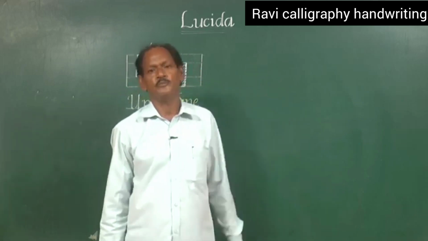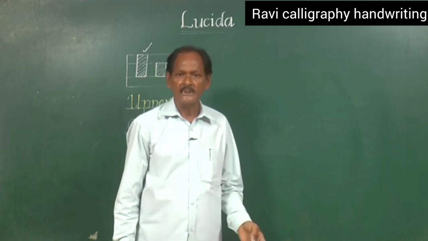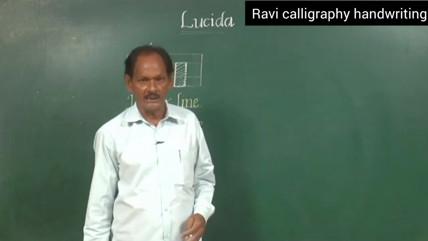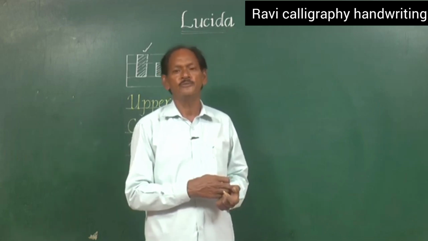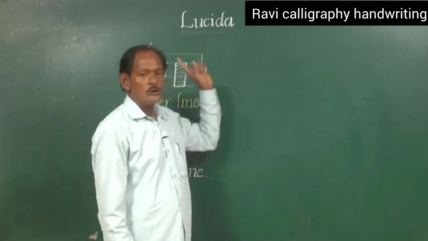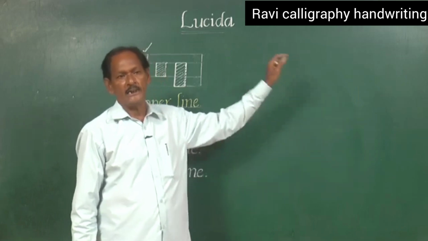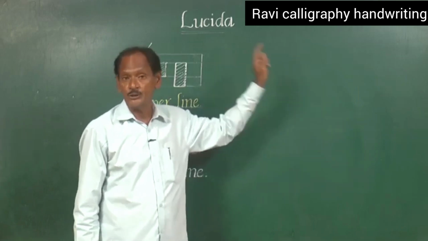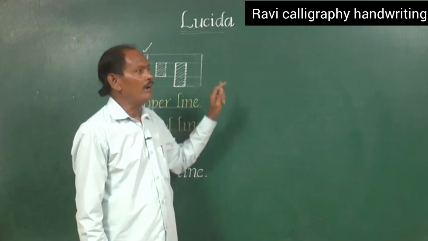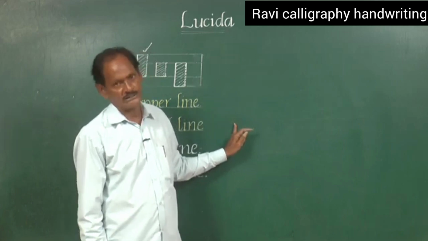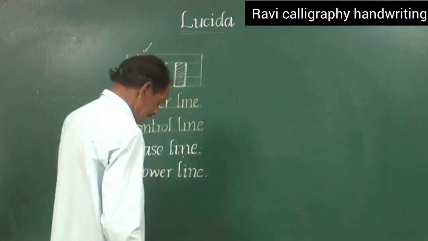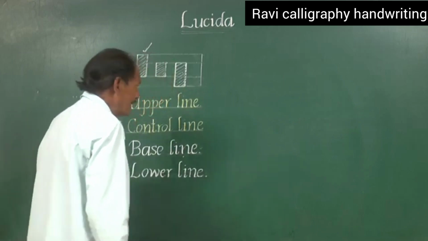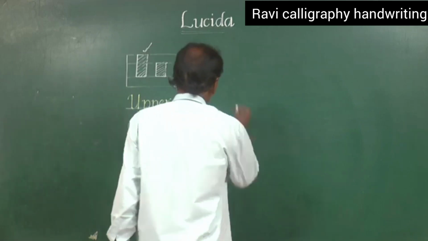For them, and some students, those who are writing on plain papers, for them also I am going to write all the upper zone letters again on the board within 2 lines and also on the plain surface. Okay. First of all, I will write these letters in 2 lines. All the upper zone letters I will write in 2 lines.